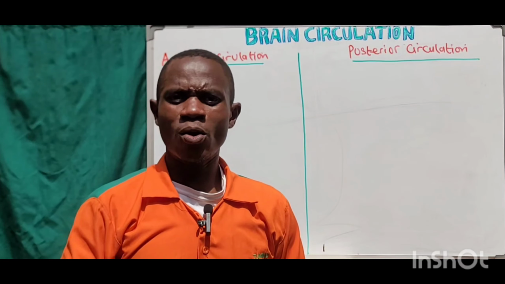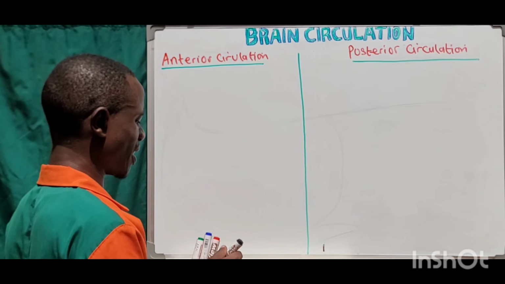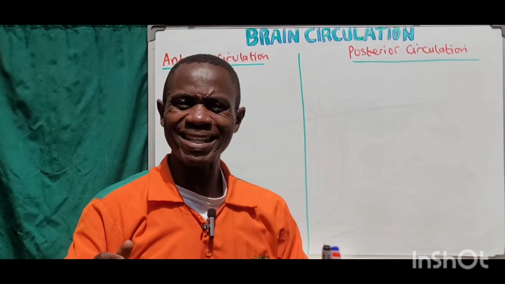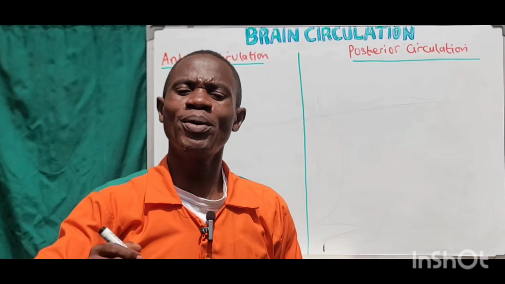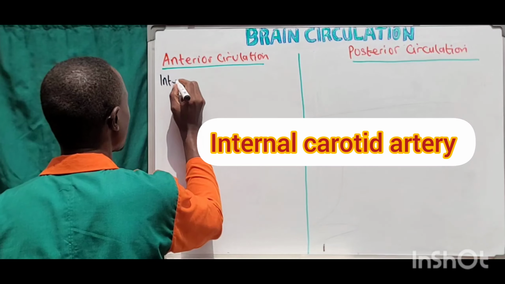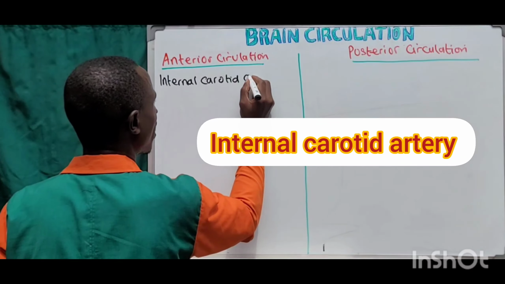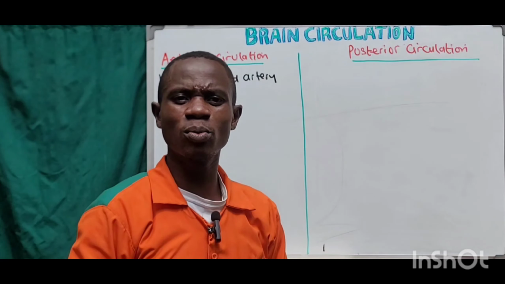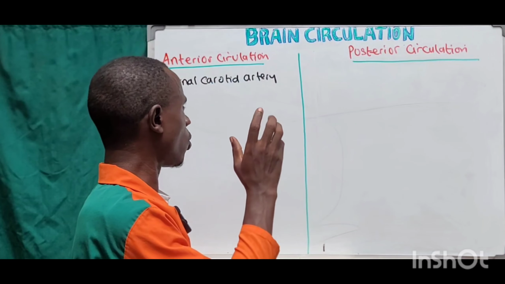So now we are taking a look at these types of circulations, the anterior circulation and then the posterior circulation. Now, when we come to the anterior circulation, the primary artery aiding it is the internal carotid artery. This is going to be the main artery helping in the feeding of the anterior portions of the brain.